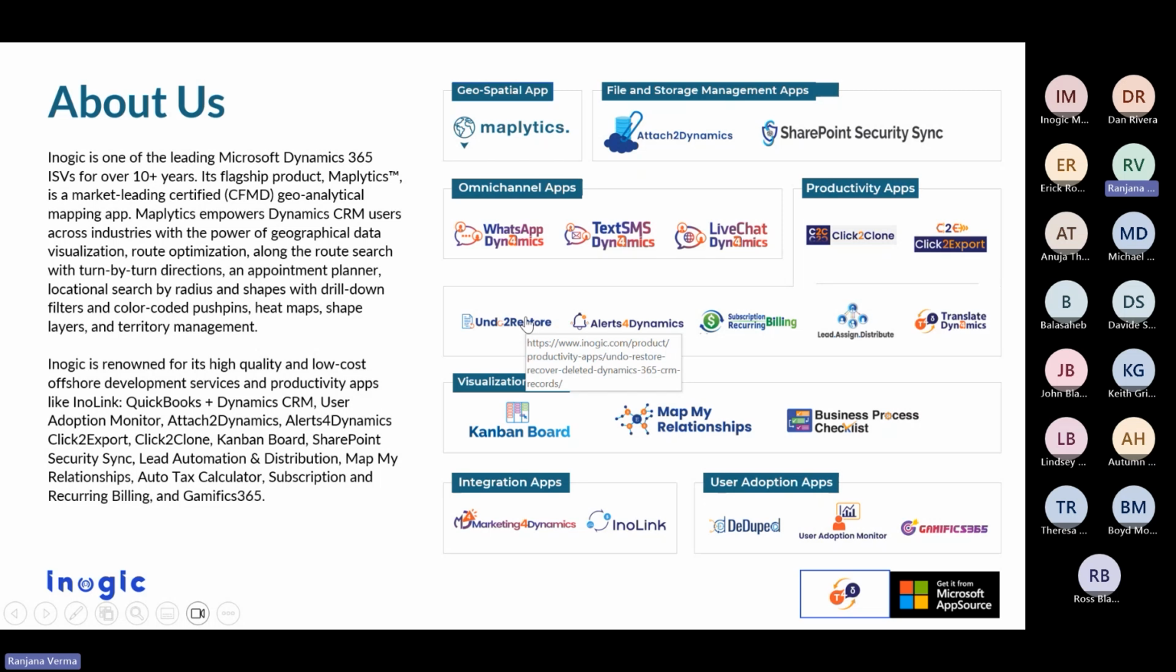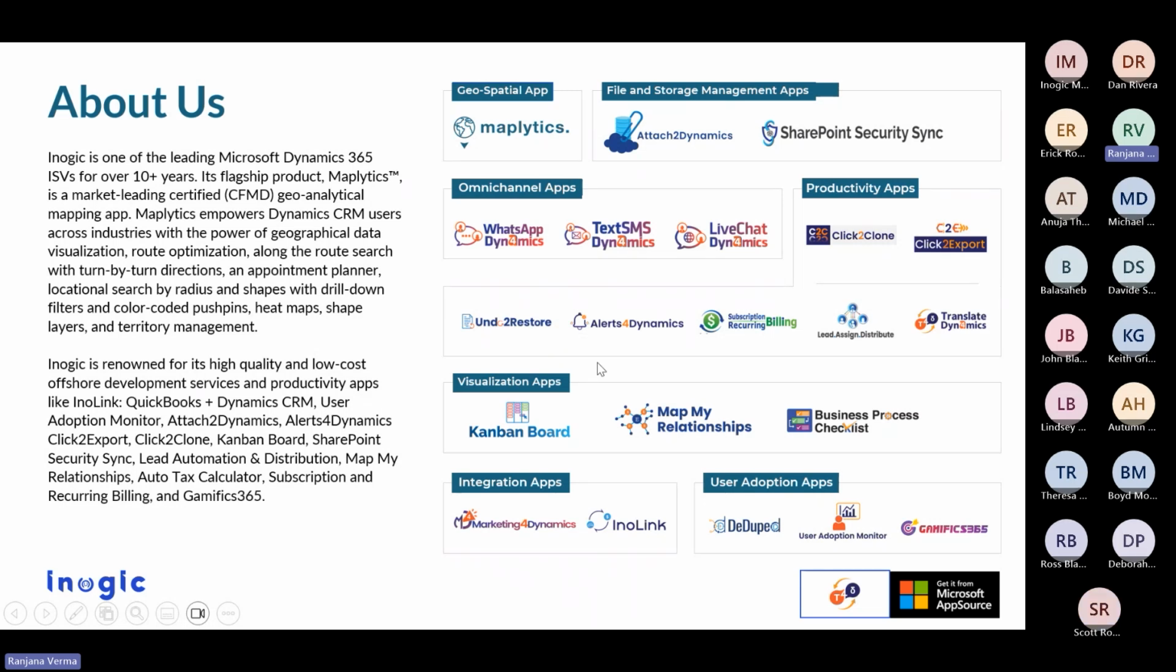So we have file and storage management, we have visualizations, and this kit keeps on getting updated day by day or month by month, wherein we have recently introduced our Omni channel, wherein you can integrate your WhatsApp, text SMS, or website with the Dynamics. Similarly, we have a latest addition, dedupe, that removes or merges all your duplicate data so that the data sanity is taken care of. So here are some of the apps that we have in our kit.